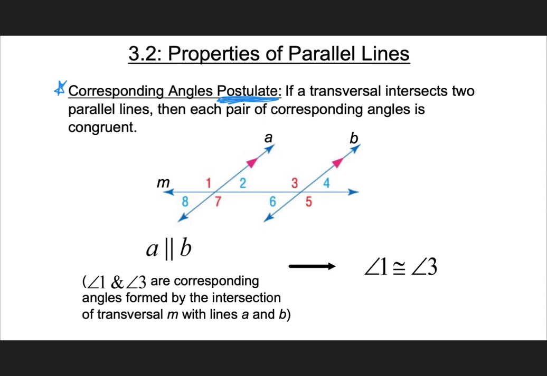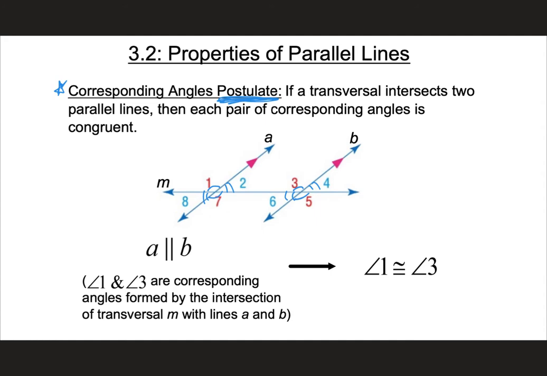That means that if you're given parallel lines, so if you already know that A and B are parallel, then we know that angle 1 and angle 3 are congruent. We know that 8 is congruent to 6, 2 is congruent to 4, and 7 is congruent to 5. These are all the corresponding angles given these two parallel lines.